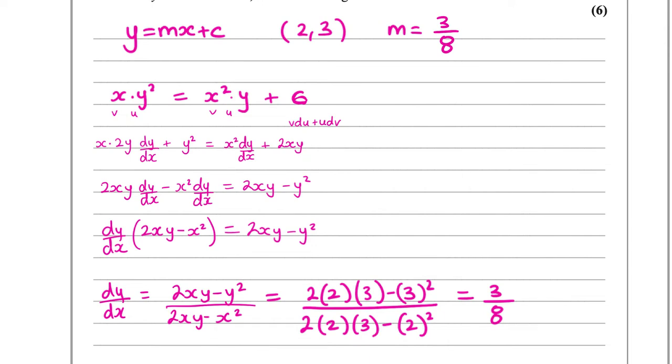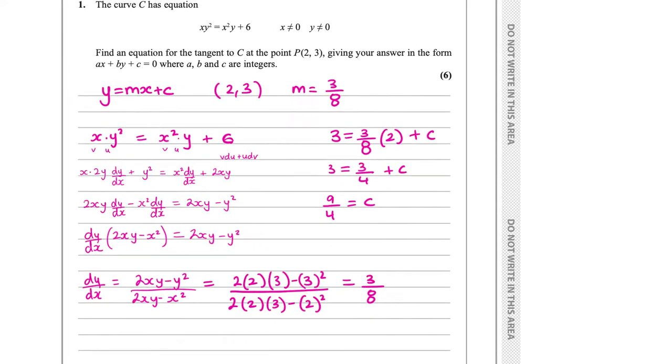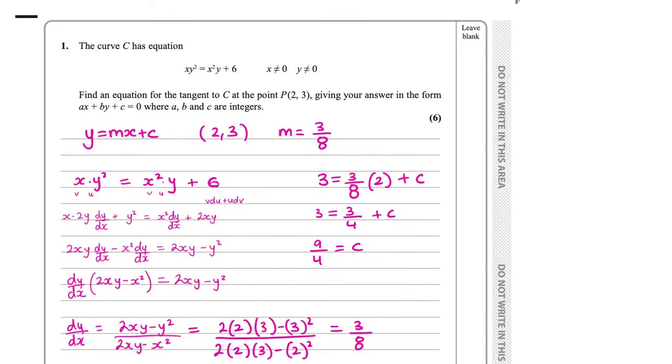So now how do we find the equation of a straight line? We can use y equals mx plus c. So I'm going to have 3 equals 3 over 8 lots of 2 plus c. So 3 equals 3 quarters plus c. 4, 8, 12. So is this 9 over 4 equals c? Perfect. So now we know that c is 9 over 4. We're going to have y equals 3 over 8 x plus 9 over 4.